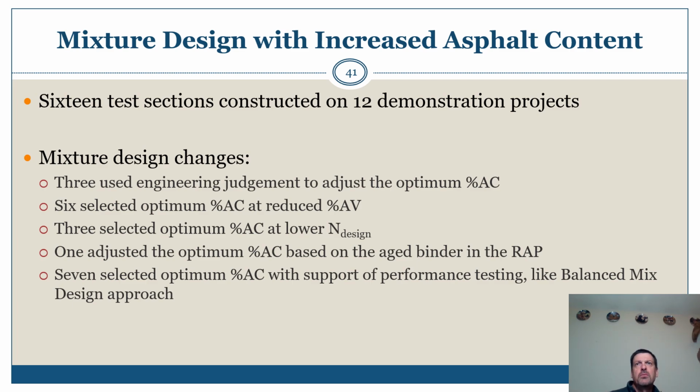Okay, the method that was used to determine the increase was, on 3 of them, engineering judgment. 6 of them used optimum asphalt selected at a reduced design air void level. 3 selected an optimum asphalt content at a reduced number of gyrations in the gyratory compactor. 1 adjusted the optimum to account for aged binder not being effective in the mix, essentially requiring higher effective binder. And then 7 selected optimum asphalt contents with supporting information from performance tests.